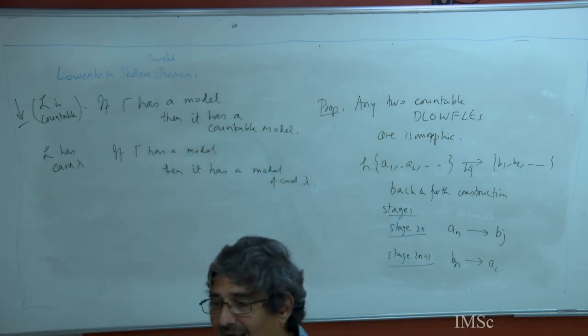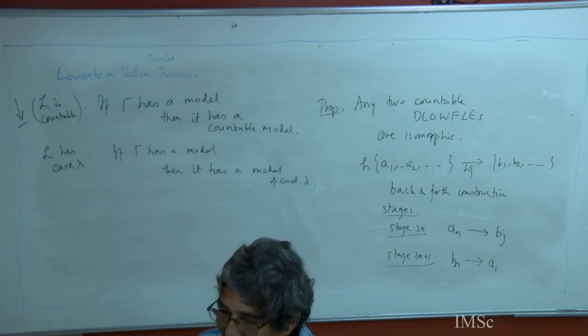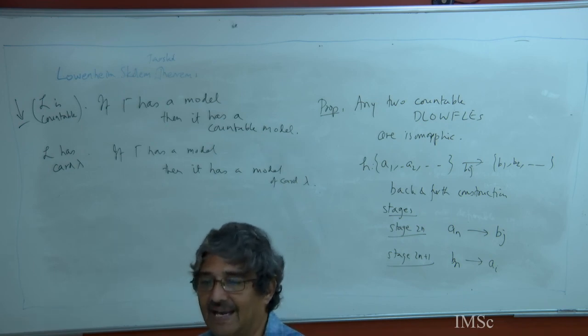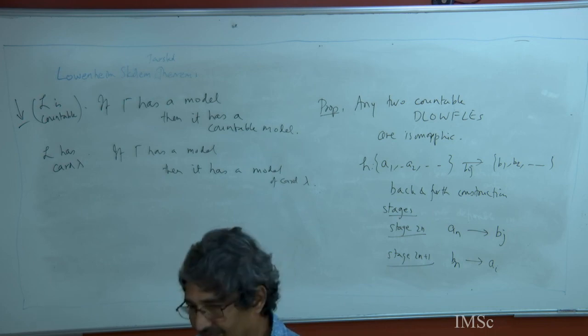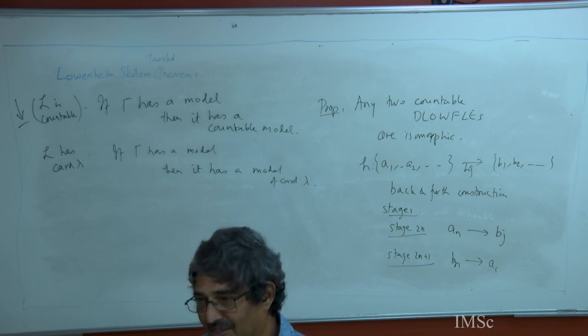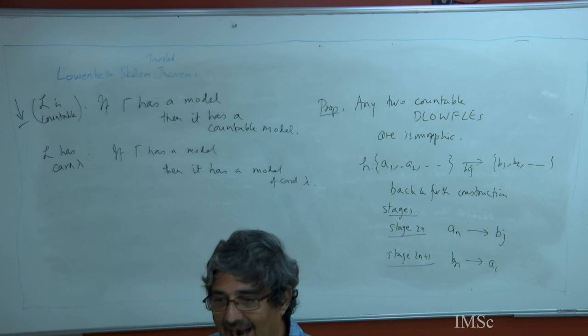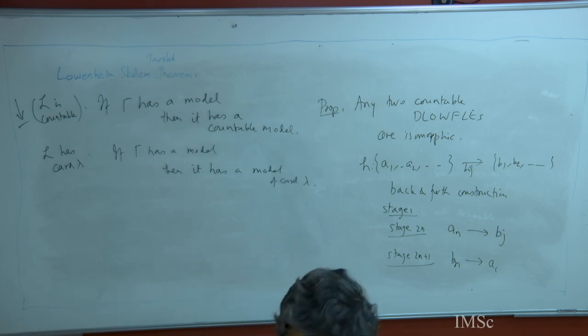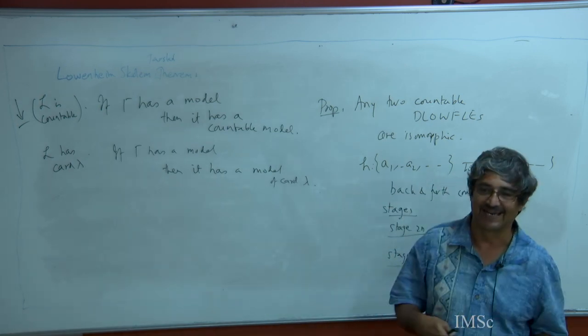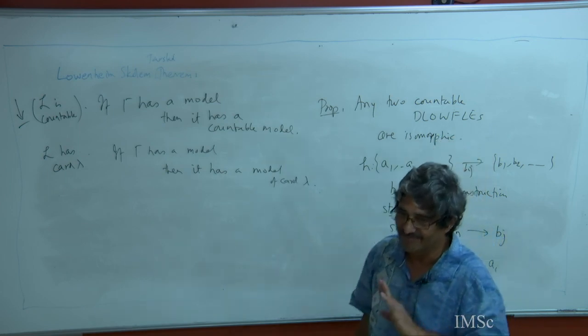How will you do? Again, you index it by ordinals, and for successor ordinals, you proceed exactly like I did. You know, alpha plus 1, you look at alpha and add if it is consistent, etc. For limit ordinals, take the union of all those things that are less. But don't worry about it.